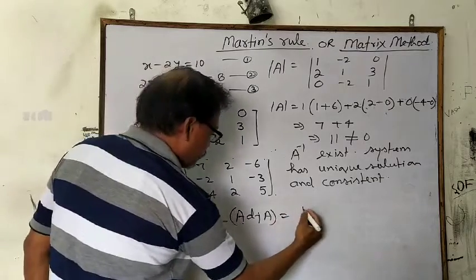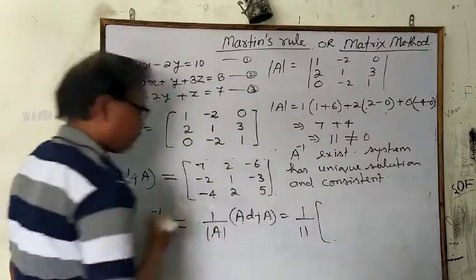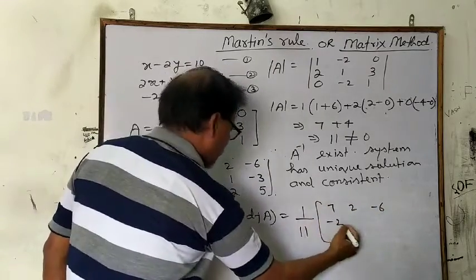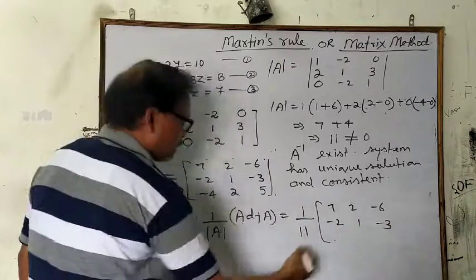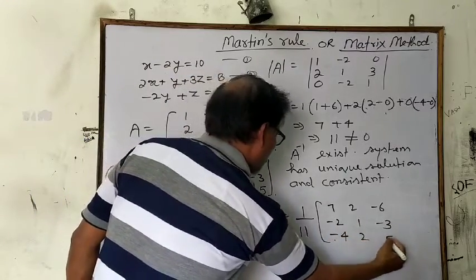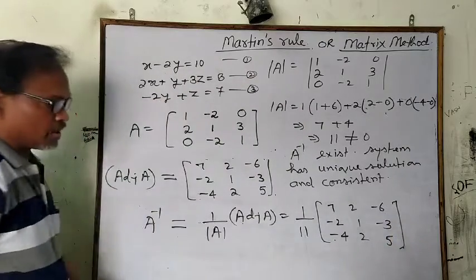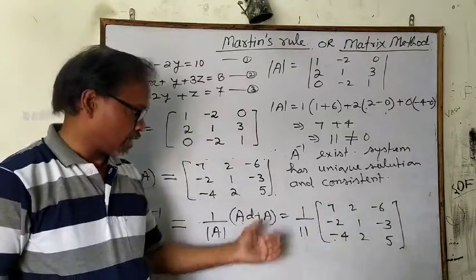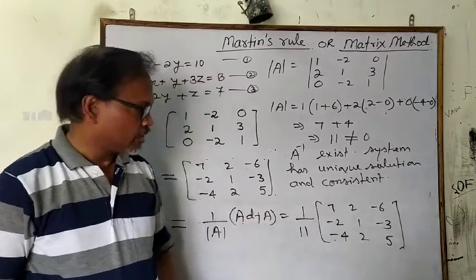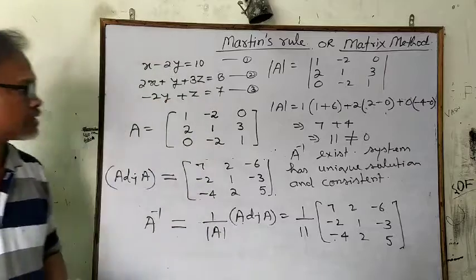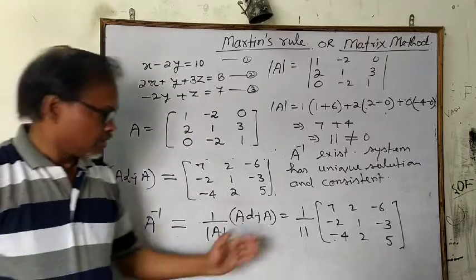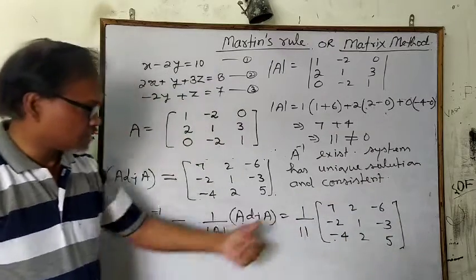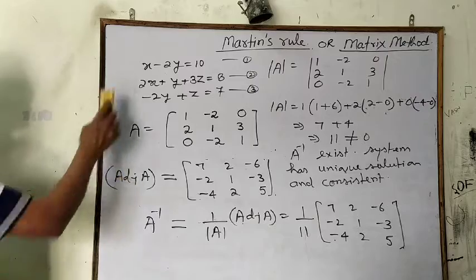You will put 1 upon 11 and then 7, 2, -6, -2, 1, -3, -4, 2 and 5. Don't multiply or divide by 11 into the matrix, because when you use the formula x is equal to A inverse dot B, then first of all you multiply matrix into matrix, not the digit which is given outside.